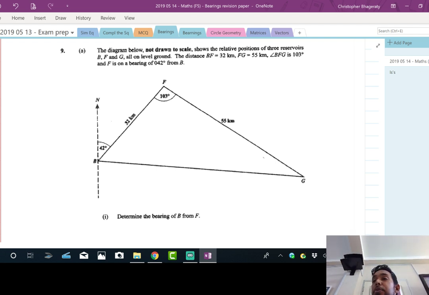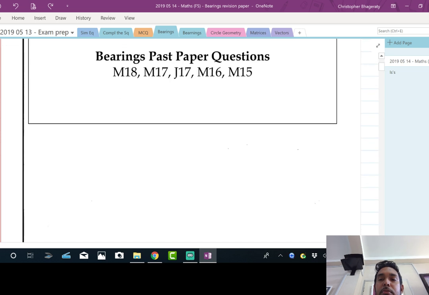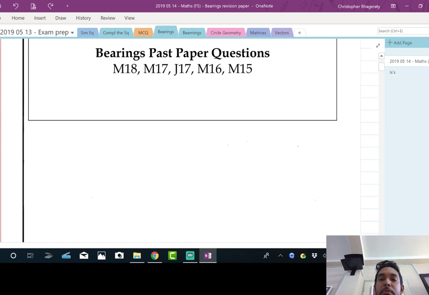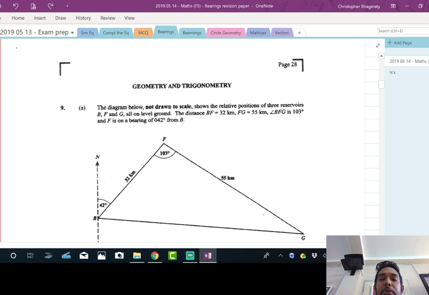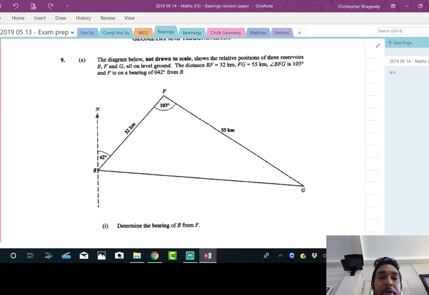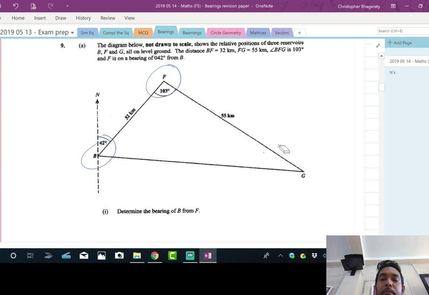All right, so first thing to do is to read the question. So let's go. Number 9. The diagram below, not drawn to scale, shows the relative positions of 3 reservoirs, B, F, and G. So you have B here, you have F here, you have G here. Cool. All on ground level, so they're on the same horizontal plane.